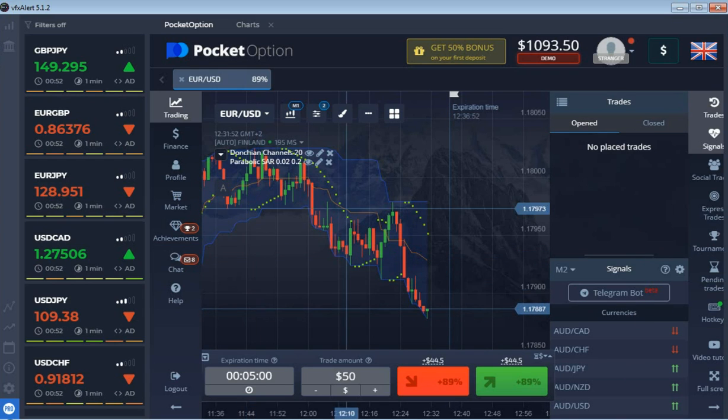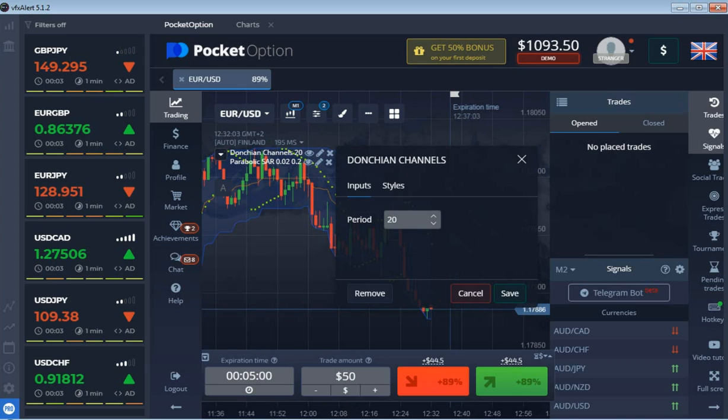Parabolic SAR determines the direction of the short and medium-term trend. Indicator points below the price and directed up mean an uptrend. Points above the price and directed downward mean a downtrend.